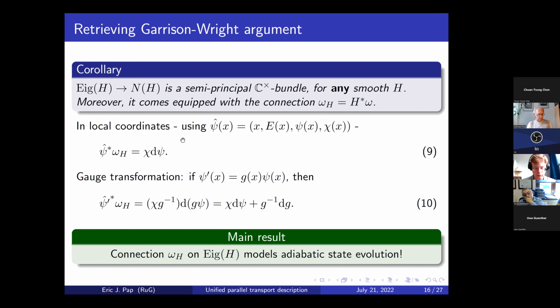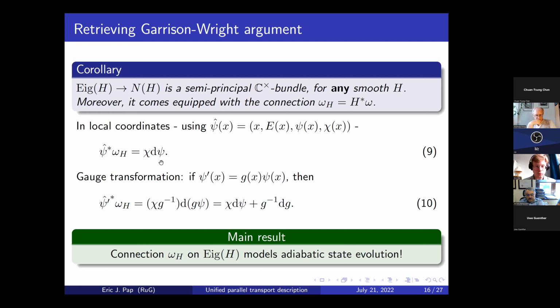And so, as I said earlier, these local eigenstates are like local sections. So if I have psi of x, then I get a local section, which I denote psi hat. So this basically inserts the local eigenstate, and you can then immediately list its energy and its dual, the left eigenstate corresponding to that. And so if I then calculate the connection in local coordinates, which is a pullback, theta becomes chi, v becomes psi, and I get this expression, which is indeed what appears in Garrison and Wright's treatment.